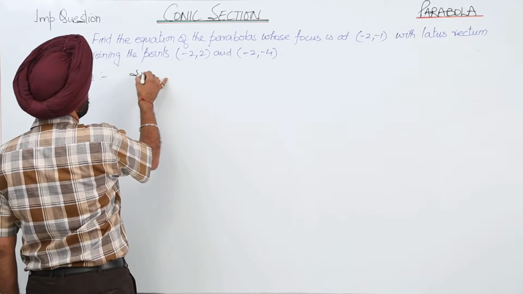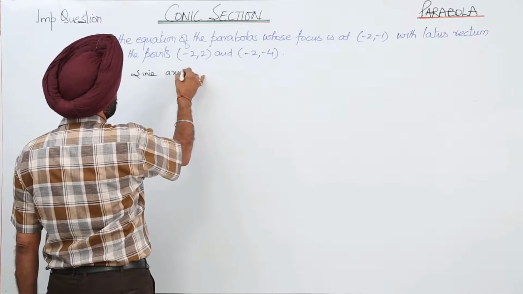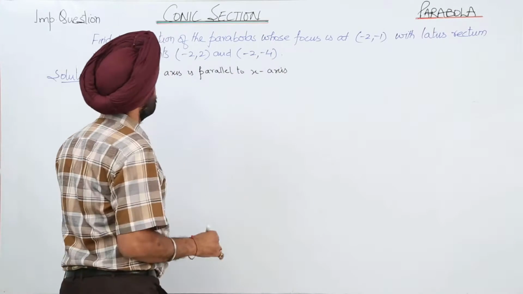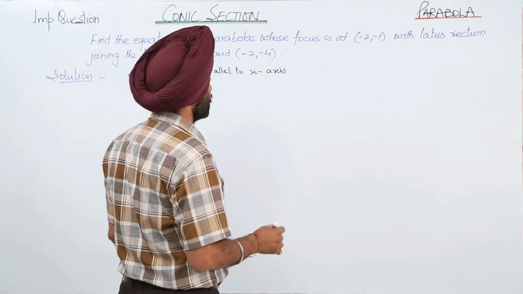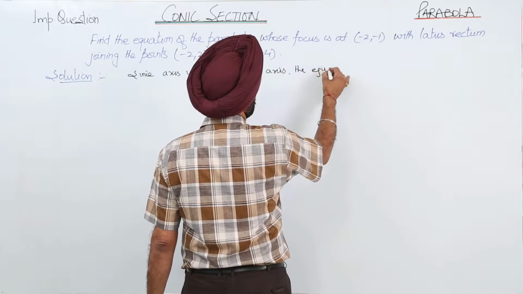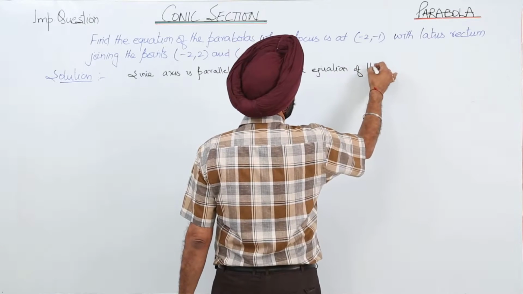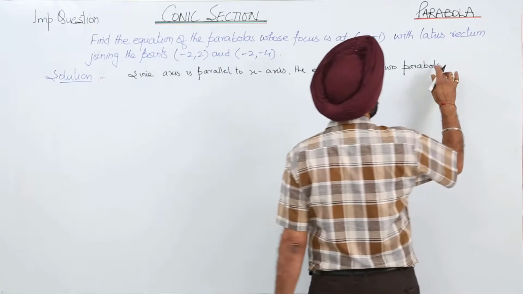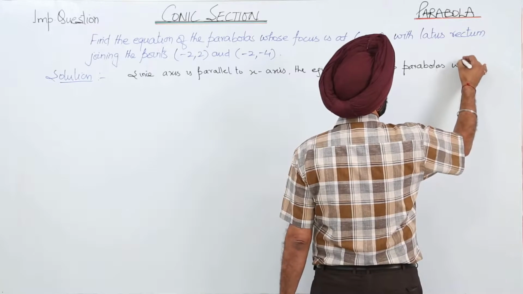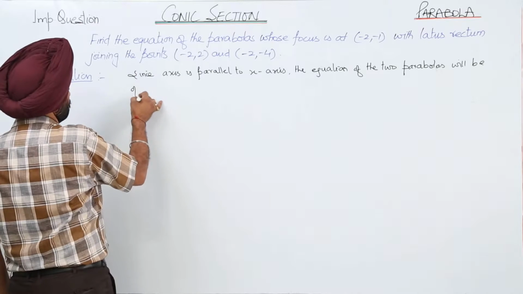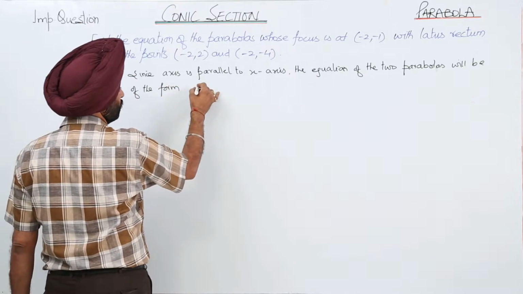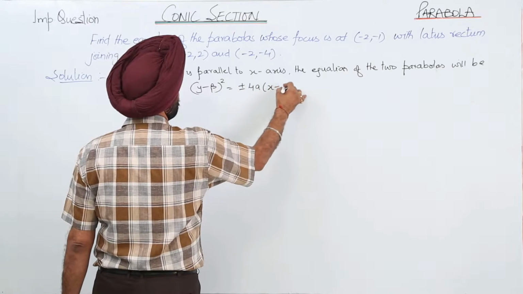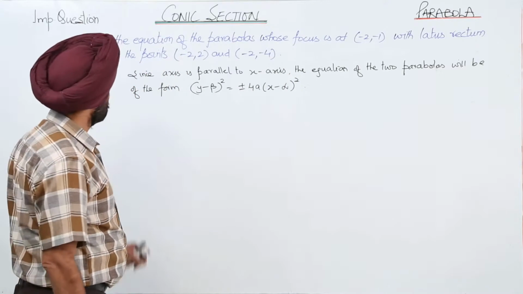Now, since the axis is parallel to the x axis, because the points are (-2, 2) and (-2, -4), the equation of the two parabolas will be of the form (y minus beta) whole square is equal to plus minus 4a (x minus alpha). Is it clear?